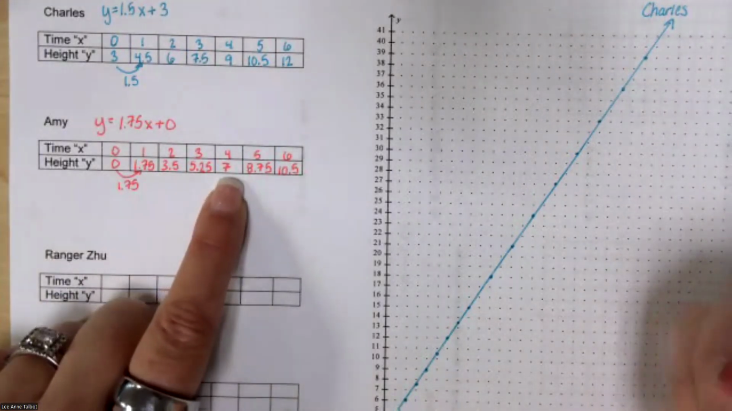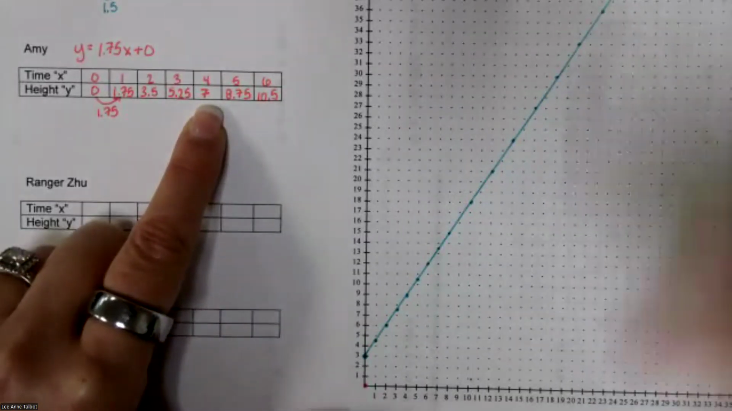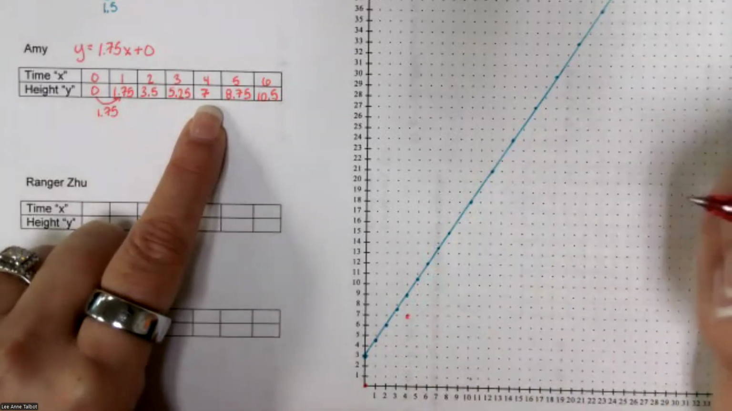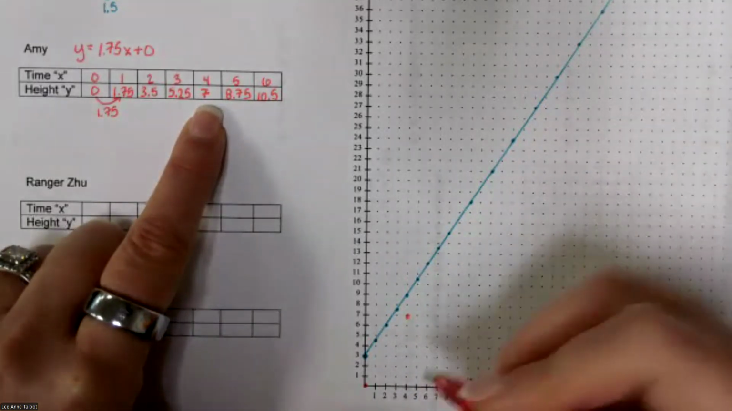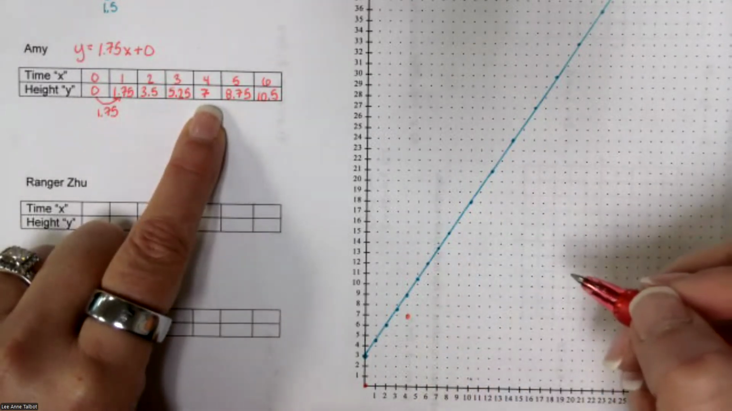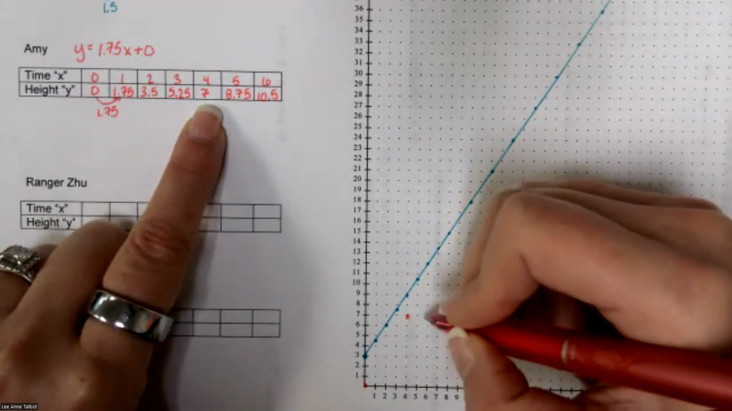Okay, now I'm going to be lazy. Let me tell you how I'm going to be lazy. I'm going to go 0, 0, and then I'm going to go to 4, 7. And then I'm going to go over 4, up 7. Does that make sense to you guys? Instead of graphing all the decimals?